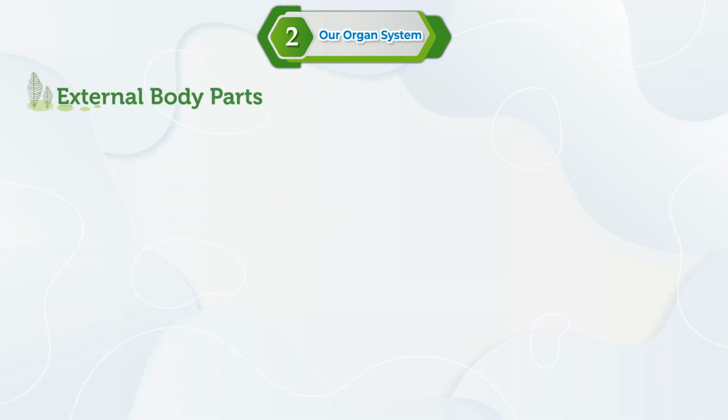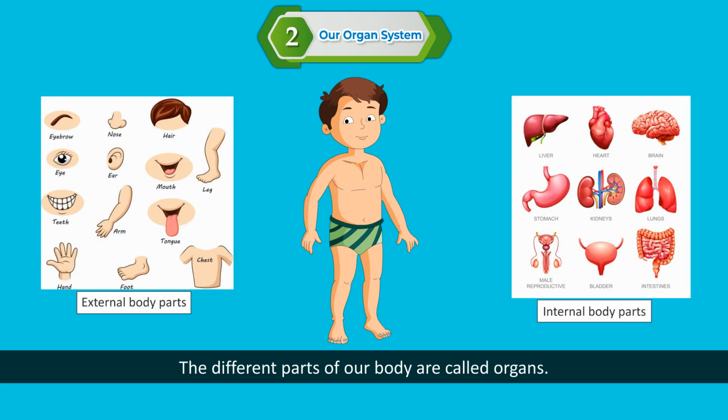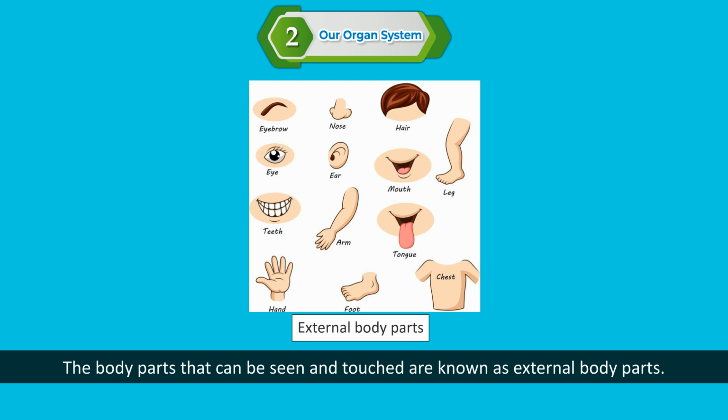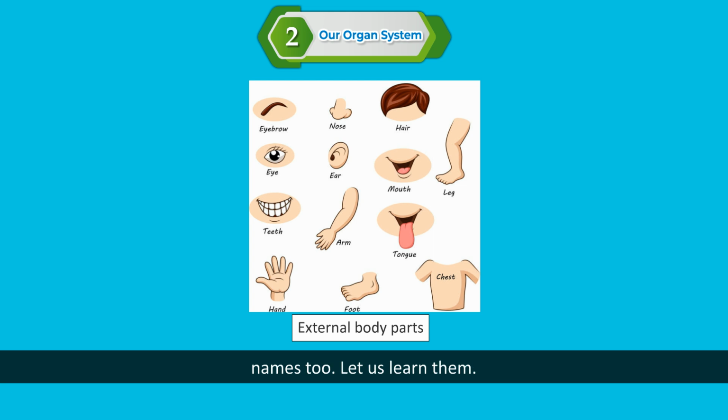External body parts. The different parts of our body are called organs. These are of two main types, external and internal. The body parts that can be seen and touched are known as external body parts. Each external body part is divided into different parts and they have different names too.